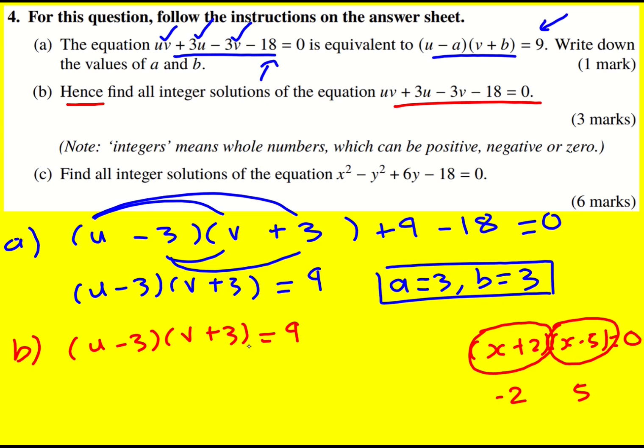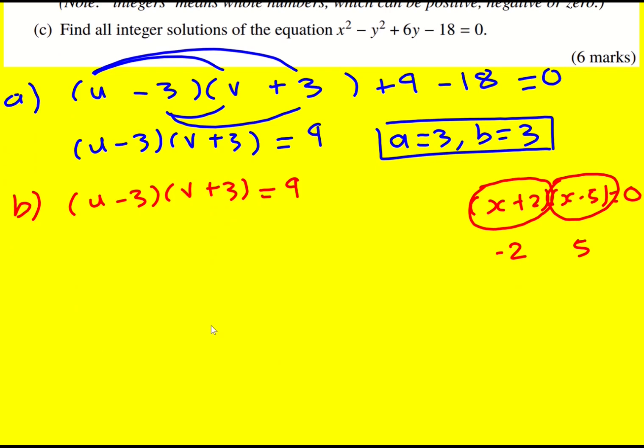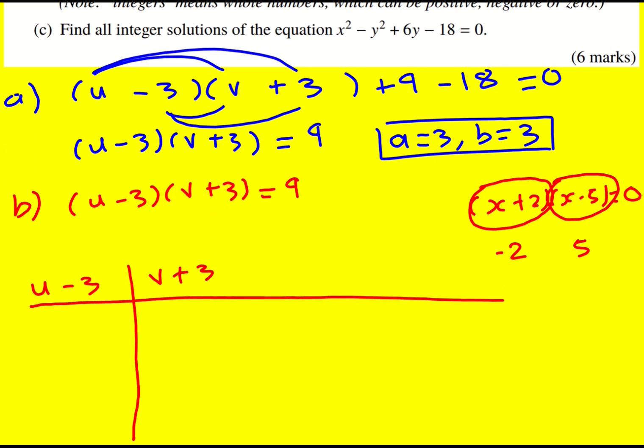We can't do that here because there's a 9, but we can do something similar because we're only interested in integer solutions. There's actually an infinite number of solutions, so this could be 4.5 and this could be 2, for example, but for integers, there's just the factors of 9, essentially. So we could have u minus 3 equaling 9, and then v plus 3 would equal 1. Or we could swap them round. Or we could go with 3 times 3.